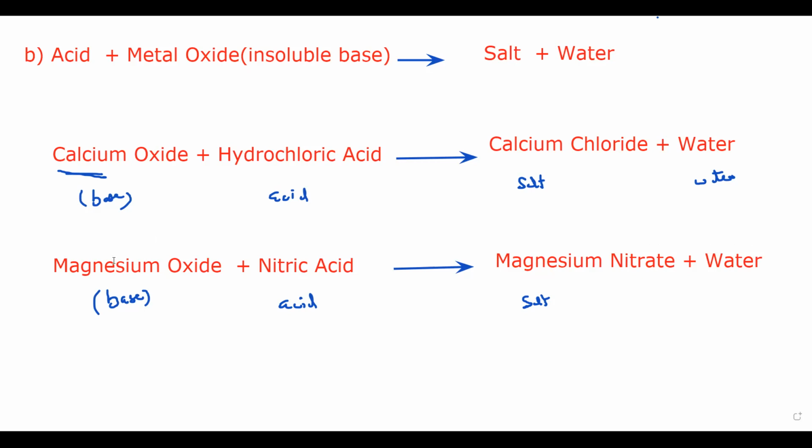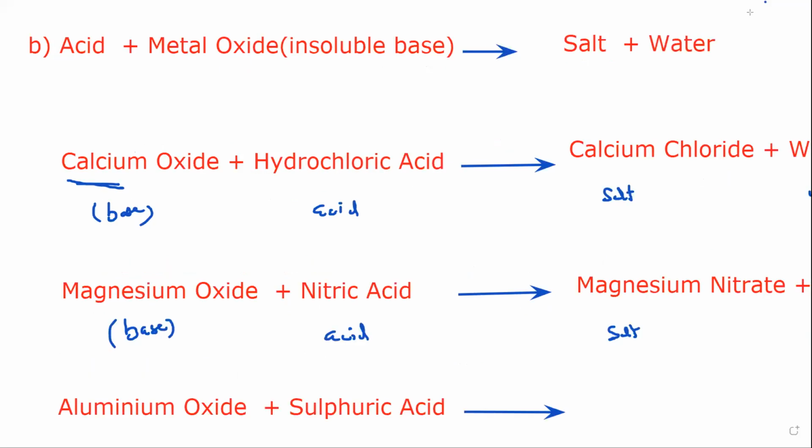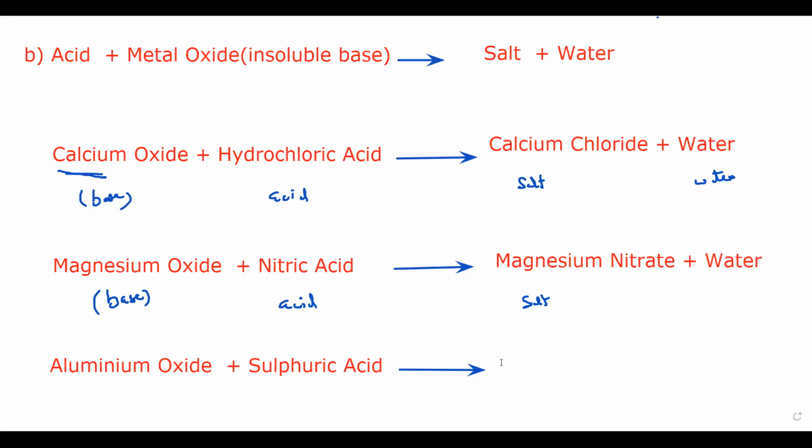If we have, say, aluminium oxide reacted with sulfuric acid, what will be the product when aluminium oxide is mixed with sulfuric acid? When metal oxide is mixed with acid, the result will be salt and water. So it will produce aluminium sulfate, because aluminium sulfate is the salt here. The first name of a salt is from the metal, so aluminium sulfate, plus water will be there as a product.